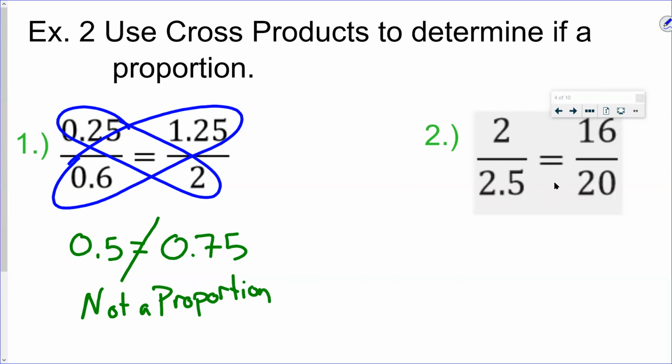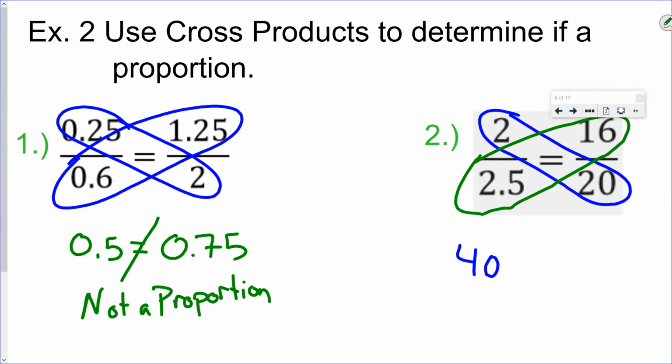Let's try the same thing here. We take 2 times 20. 2 times 20 is 40. And then if we take 2.5 times 16, you get 40. And these two equal each other. So yes, this is a proportion by using our cross product, showing we can multiply diagonally to determine if these ratios are proportional.